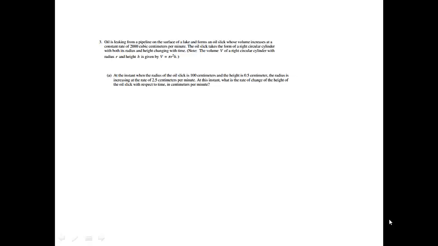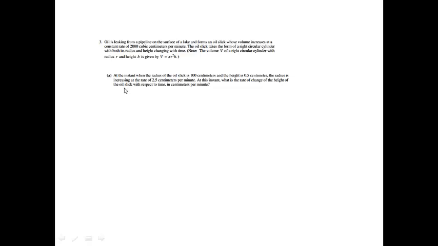Question 3. Oil is leaking from a pipeline on the surface of a lake and forms an oil slick whose volume increases at a constant rate of 2,000 cubic centimeters per minute. The oil slick takes the form of a right circular cylinder with both its radius and height changing with time. Note the volume V of a right circular cylinder with radius r and height h is given by V equals pi r squared h. Alrighty, part A.